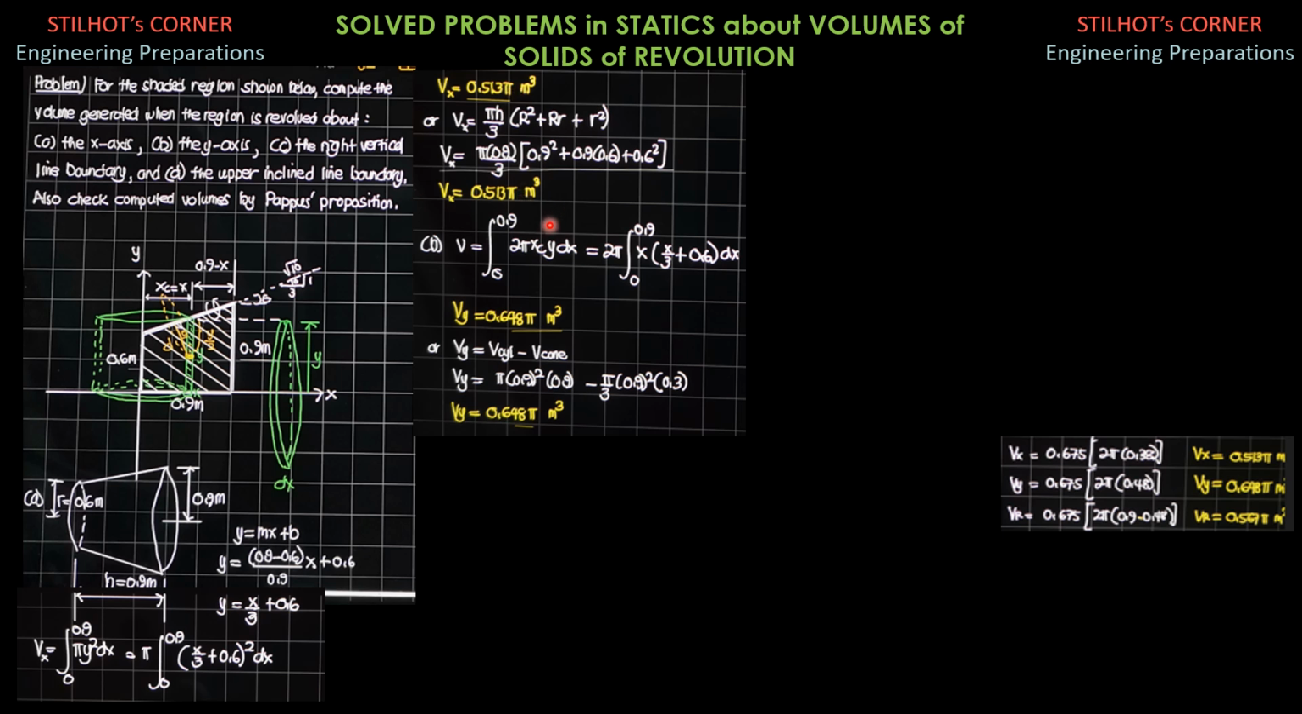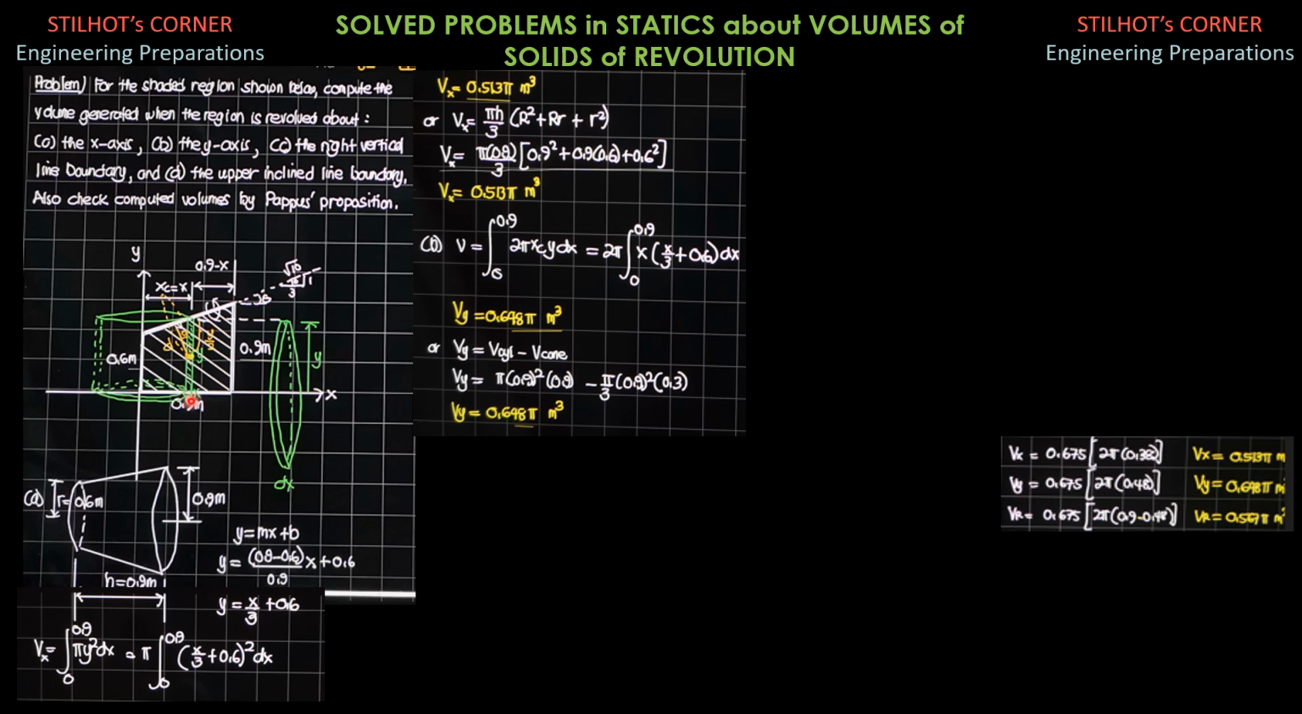Then we proceed to B, when revolved about the y-axis. We have to anticipate that the volume generated is a right circular cylinder of radius 0.9 and height 0.9, less, when this triangle is revolved also about the y-axis, a cone. So right circular cylinder minus cone. But as I said, we have to evaluate the volume by integration first.